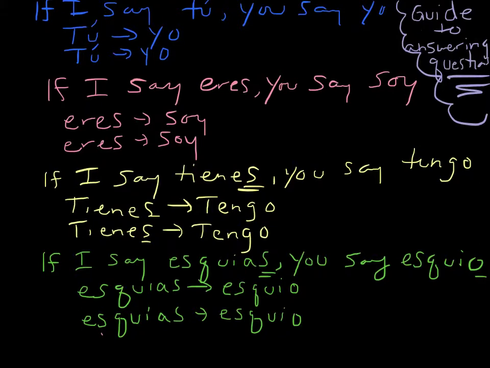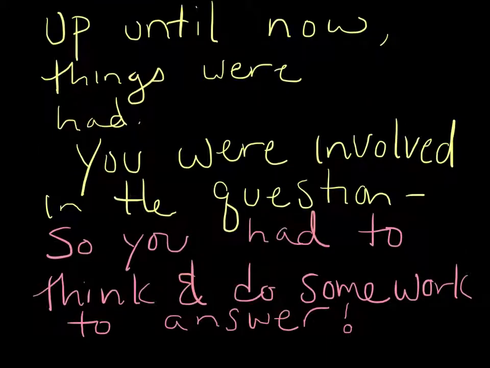So let's review this little chant again. Remember, this is the chant to help you remember that if I ask a question in X form, you have to answer in how you respond to it. So if I say tú, you say yo. Tú, yo, tú, yo. If I say eres, you say soy. Eres, soy, eres, soy. If I say tienes, you say tengo. Tienes, tengo. Tienes, tengo. If I say esquías, you say esquío. Esquías, esquío, esquías, esquío.